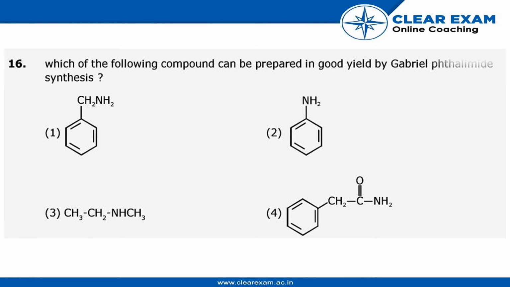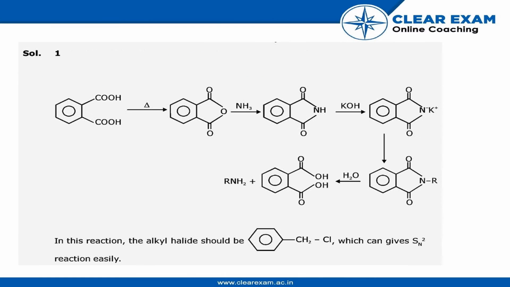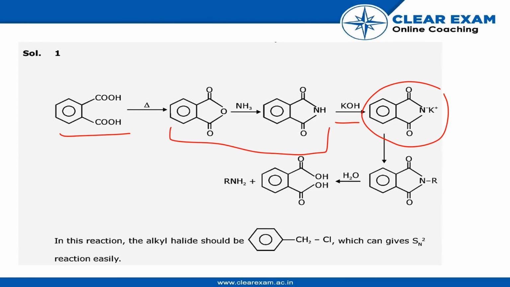So in this question we have to find out which compound can be prepared in good yield by using Gabriel phthalimide synthesis. So we will do the reaction. By heating this element we will get this, and adding KOH we will get this with N minus and K plus ions.